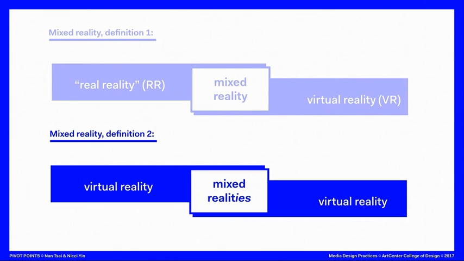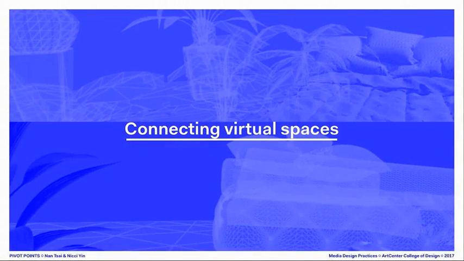But today, we're proposing mixed reality as the mixing of different virtual realities. VR is not a homogeneous space. What are the ways that we can encourage these spaces to interact with each other socially? So how can we use the pivot points to connect these virtual spaces?